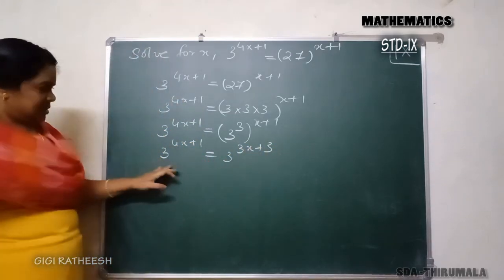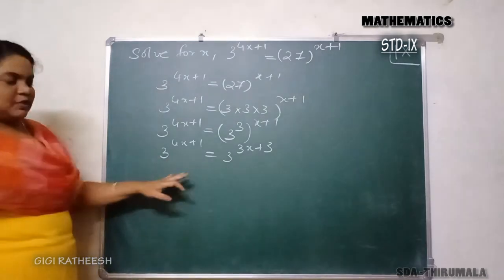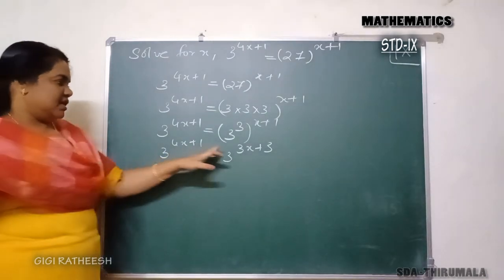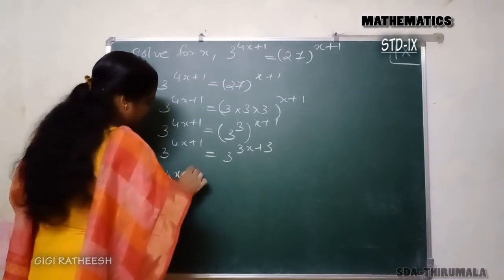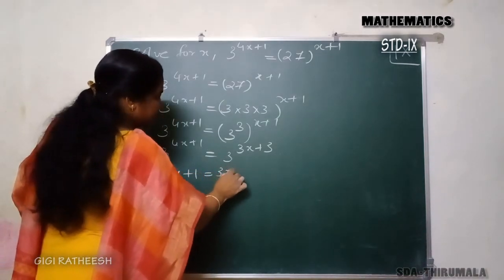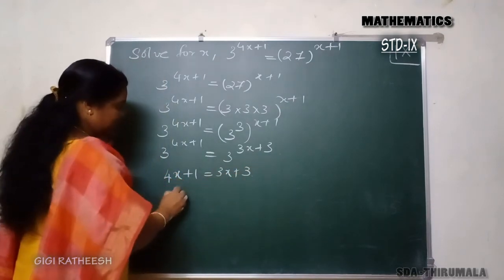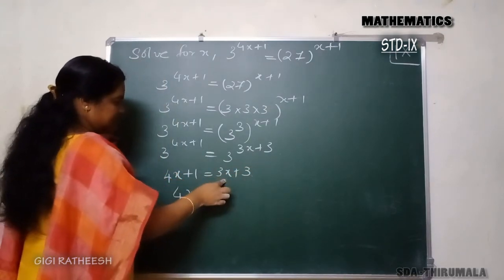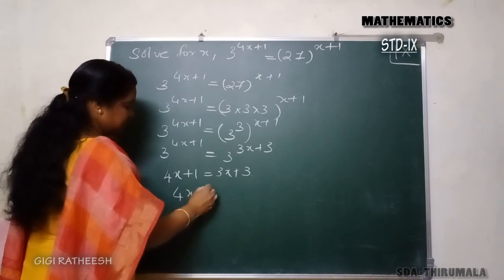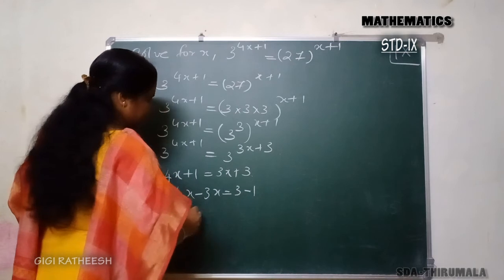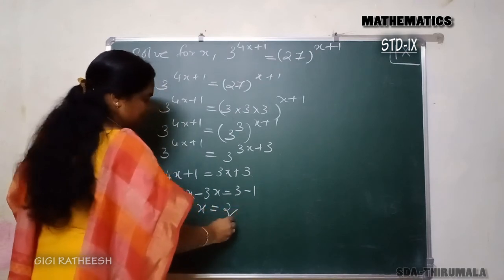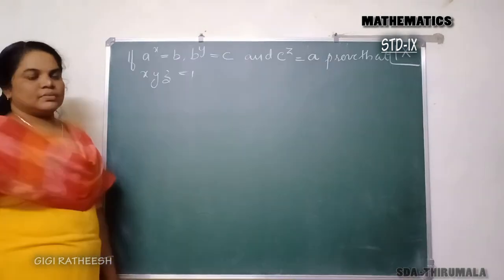Here the bases are the same, so the exponents must also be the same. Equating the exponents, 4x plus 1 is equal to 3x plus 3. Take 3x to the left side, that is 4x minus 3x, and this 1 to the right side, 3 minus 1. The value of x is equal to 2.